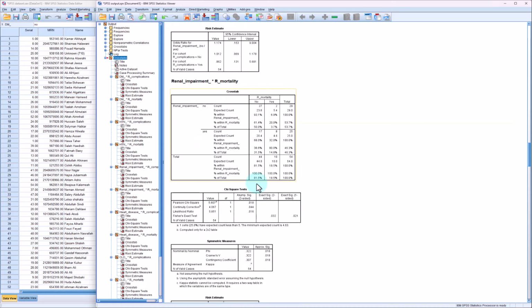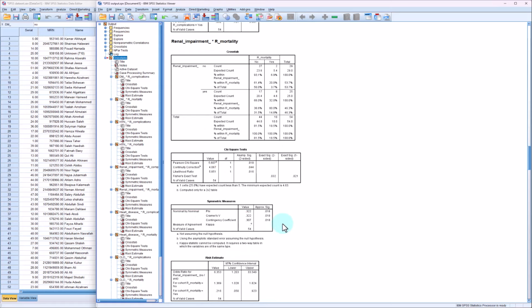Renal impairment and mortality, again no, this is significantly associated. Renal impairment was associated with mortality. So here we got a significant Fisher's exact test and also a significant Pearson chi-square test. So we can present this value as our significant test result. At least we got something significant. Those who had renal impairment had a higher percentage of death.